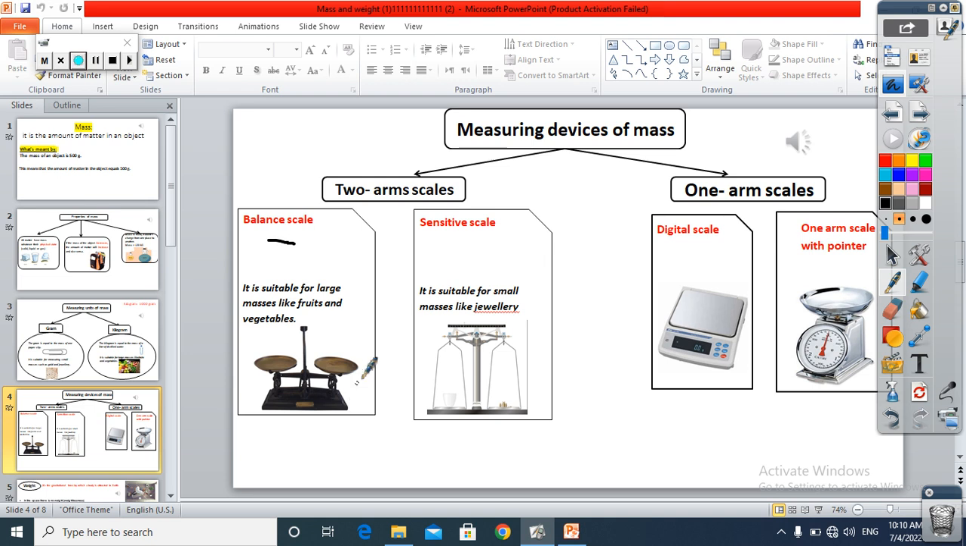Balance scale, such as this, is the shape of a balance scale. It is suitable for large masses like fruits and vegetables. What about the sensitive scale? It is suitable for small masses like jewelry. What about one arm scales? One arm scales such as the digital scale and the one arm scale with pointer. Digital scale is also for small masses such as jewelry, and the one arm scale with pointer is for large masses like fruits and vegetables.